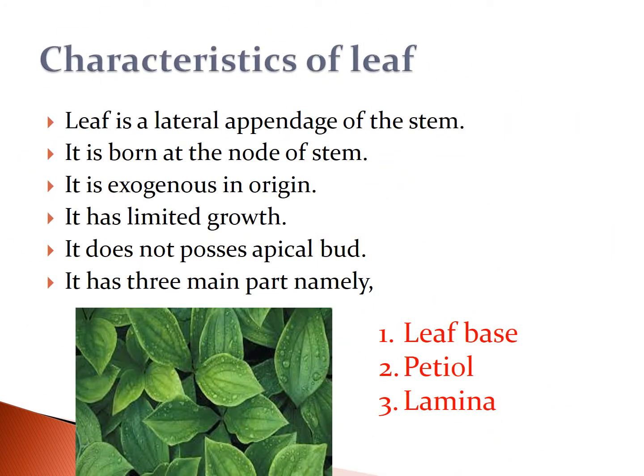Characteristics of the leaf. The leaf is a lateral appendage of the stem. It is borne at the node of the stem. We know very well what a node is. So all leaves come from the node of the stem only. It is exogenous in origin. It has limited growth. It does not possess an apical bud. It has three main parts, namely leaf base, petiole and lamina. These are the main parts of the leaf.